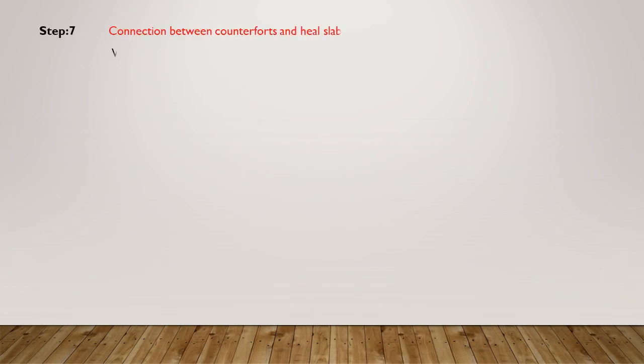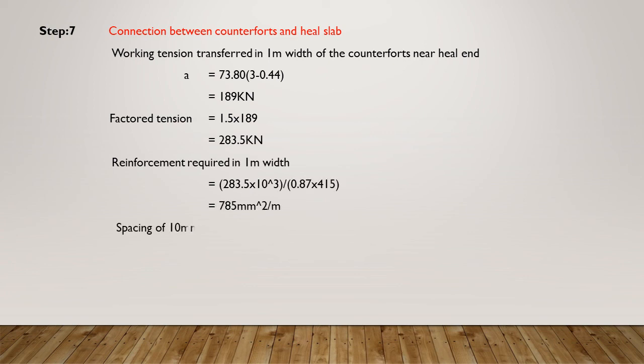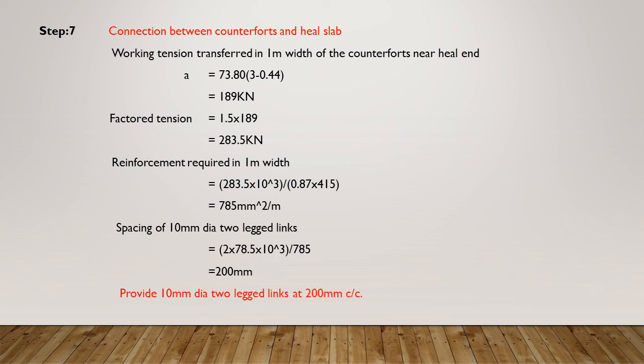So step number 7, connection between counterfort and heel slab. So the working load transferred per 1 meter width of counterfort near the heel slab end is, A is equal to 73.80 into 3 minus 0.45, the thickness of the slab. So we get A is equal to 189 kilonewton. Our factored tension is simple. So 189 multiplied by the load factor, our load factor is 1.5. So our answer is factored tension is equal to 283.5 kilonewton.